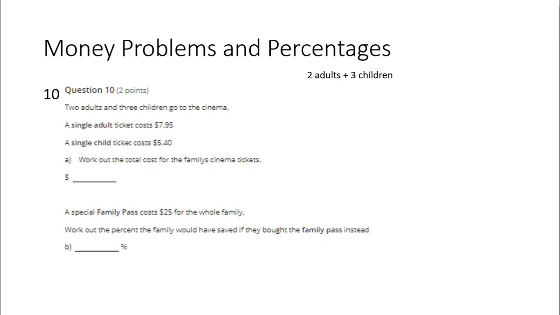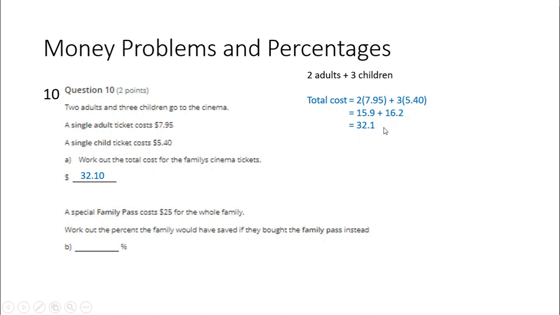Well, I've got to pay for 2 adults and 3 children, so that's 2 times the price of an adult plus 3 times the price of a child. It's going to be 2 times 7.95 and 3 times 5.40. Working that out, that's 15.9 plus 16.2, which is 32.1. Again, this is money, so I always give to 2 decimal places, so I need to put a 0 on there. That's $32.10, not $32.01.